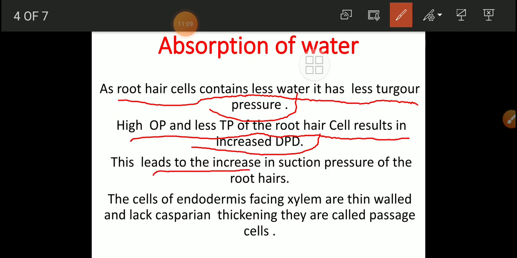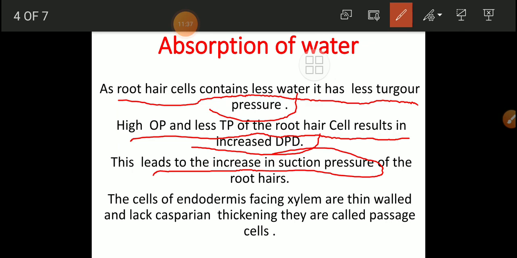This leads to an increase in the suction pressure, as the root hair cell contains less solvent but a maximum amount of solute, isn't it? And that is responsible for lessening the turgor pressure and increasing the suction pressure of the root hairs.